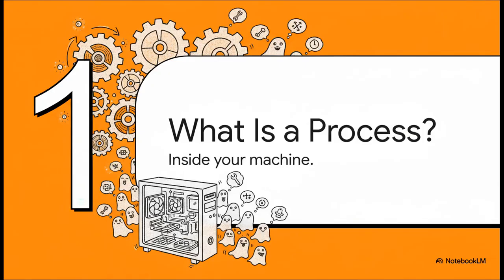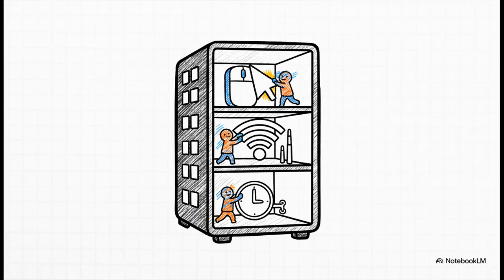All right, so to understand what's going on inside that machine of yours, we first need to get to know the locals, the inhabitants of this secret world, and they're called processes. I love this analogy. Think of your computer as a giant office building. A process is like a tiny little worker with a very specific job to do.